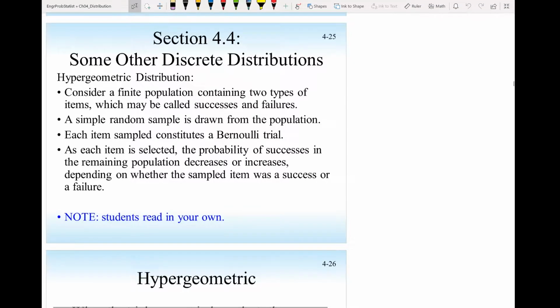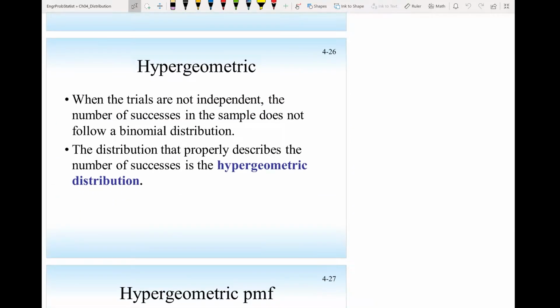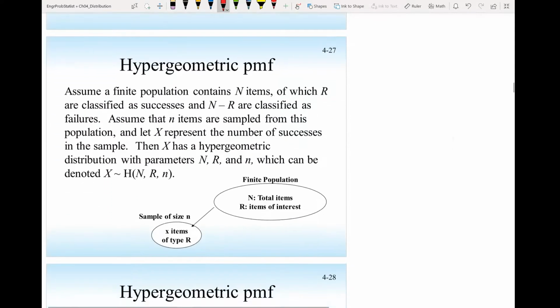Hello everyone. In this section, we will learn about different discrete distributions, and they are really special cases of the binomial distribution. So I encourage the student to read this section on their own, but I will touch a little bit on the different distributions. We're going to start with the hypergeometric distribution, and let's look at this slide here.